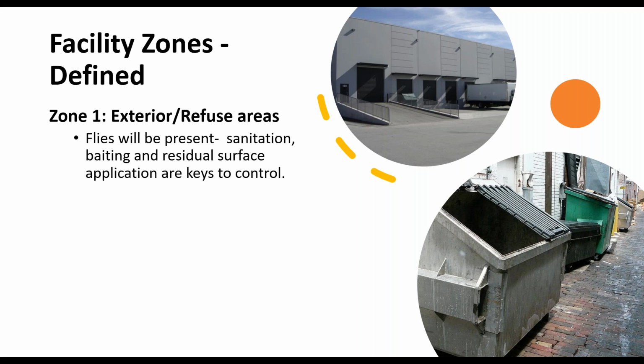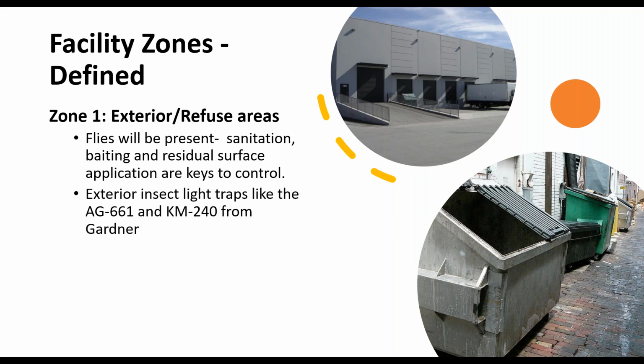This would be where you put your fly baits and your fly sprays, like Alpine or something like that, on the exterior sides of the building, because you cannot use these chemicals inside of a building. But in addition to that, Gardner does make some exterior insect light traps. We have a couple of products, the AG661 or the KM240, which are designed for outdoor use.